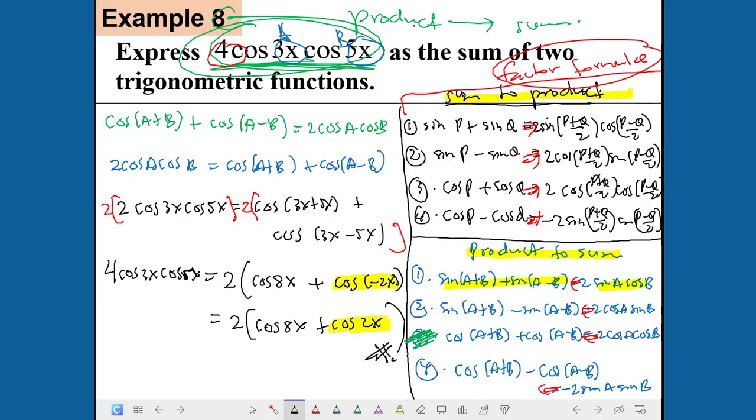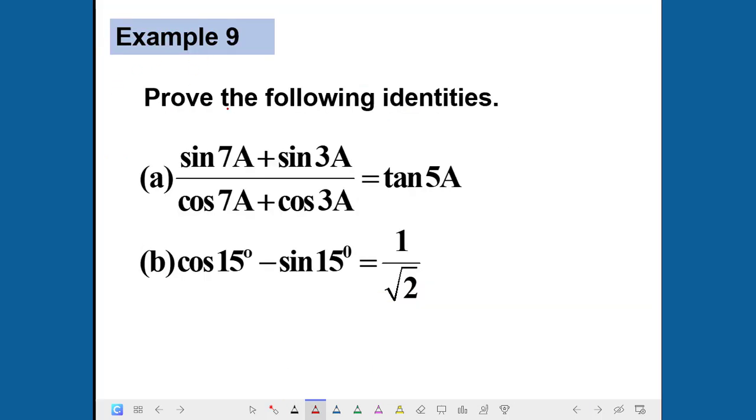Done. So example 9, prove the following identities A, B. So we try A. Start from the left-hand side, show the right-hand side.